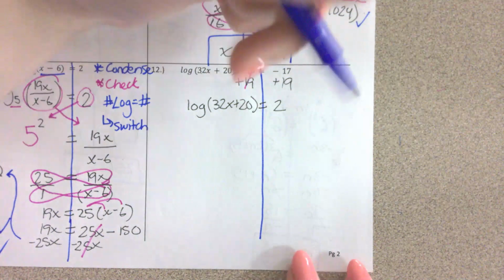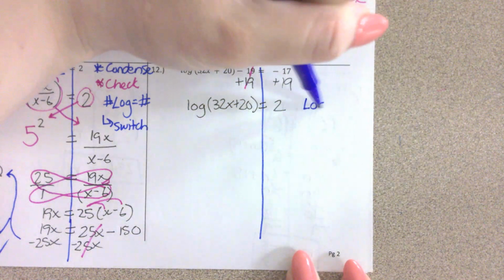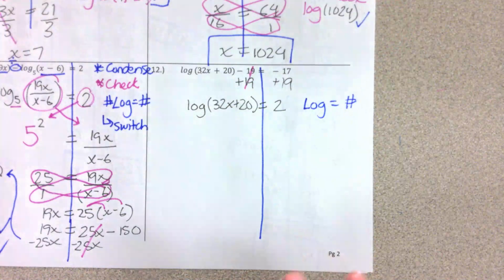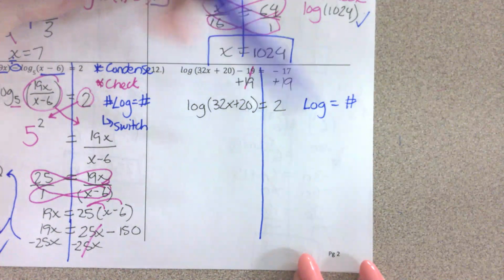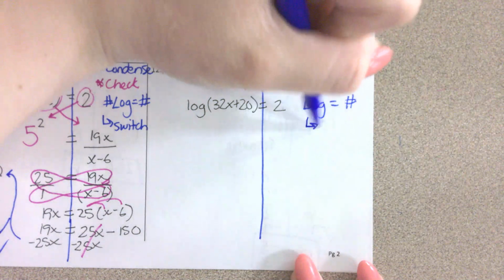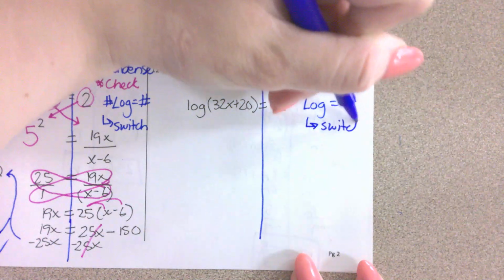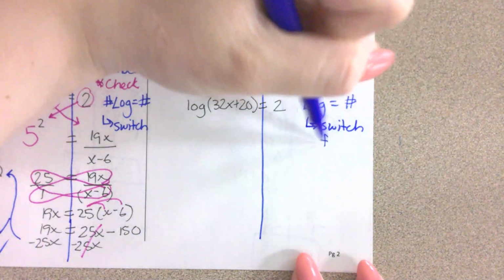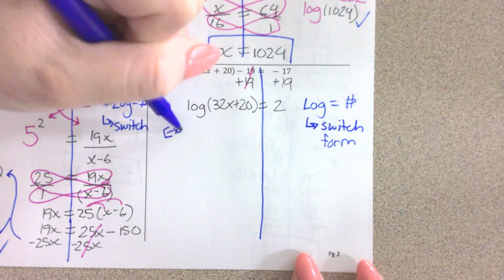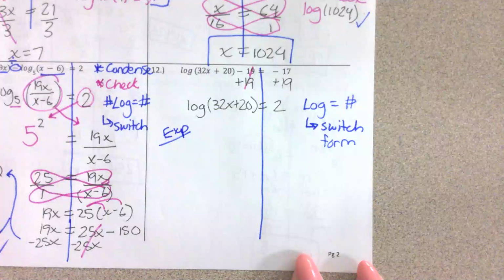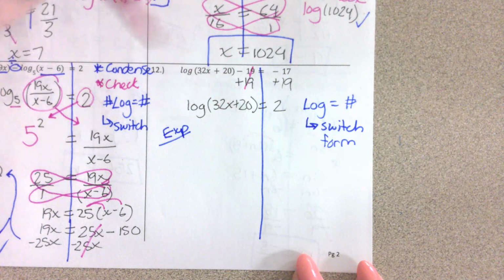Now let's classify. This is log equals number. So, no need to check this one unless you feel like it, but it won't be necessary. Since it's log equals number, there's only one way to solve, and that's by switching the form. Right now it's in log form. We need that to be in exponential form if we're going to solve. So, base stays base. The other two switcheroo.